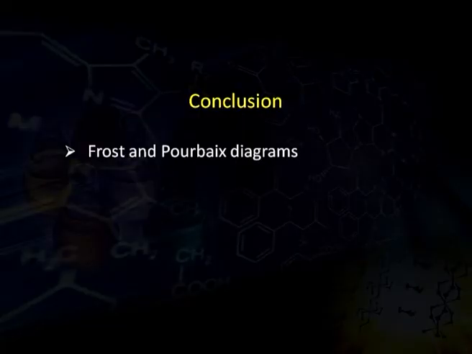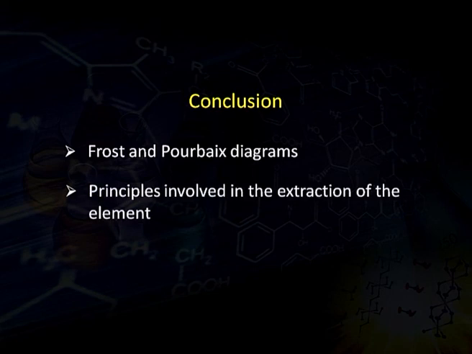Let us summarize. We have discussed the Frost and Pourbaix diagrams, how the oxidation state, Eh and pH are related and can be plotted to discuss relative stability, relative reactivity, disproportionation and comproportionation in both types of diagram. Further, a brief account of the principles involved in the extraction of elements was discussed in light of the oxidation and reduction process and of reactivity, and the purification was discussed in detail by the electrolysis process.